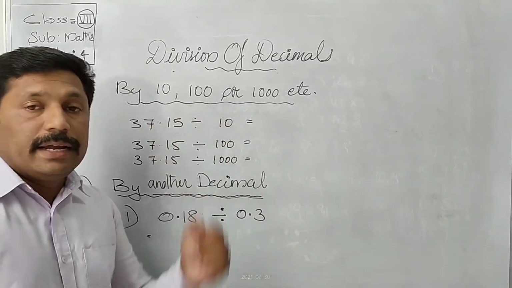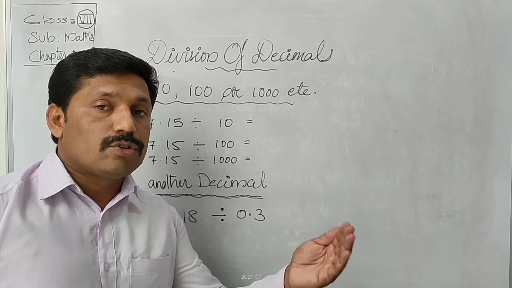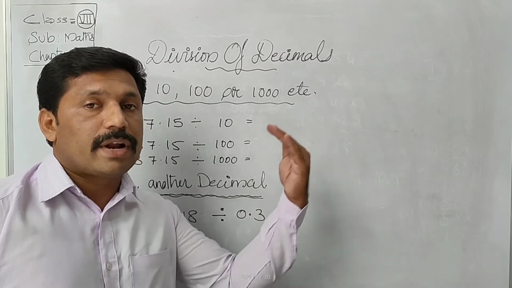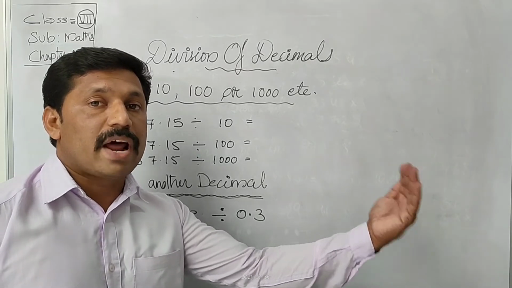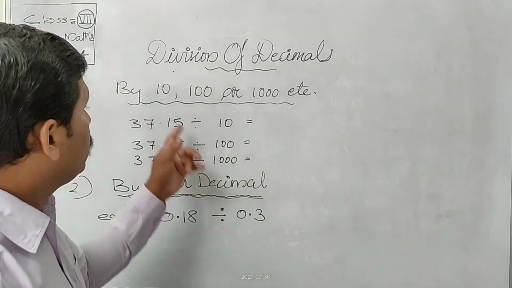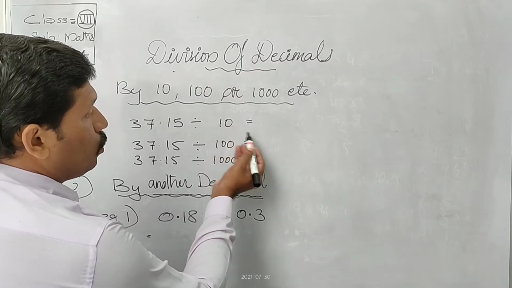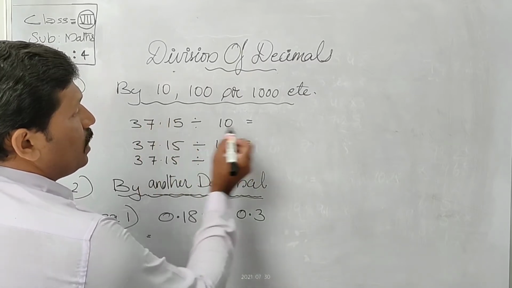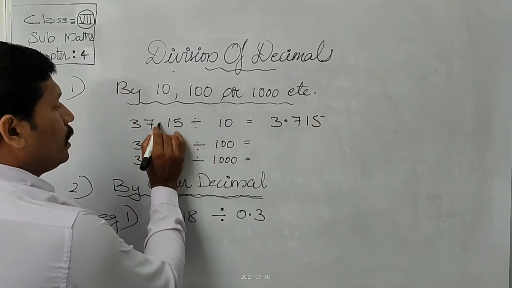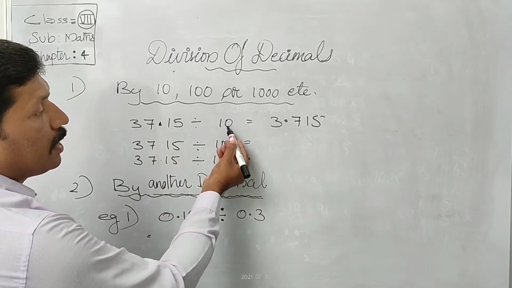In order to divide a decimal by 10, 100 or 1000, we do just the opposite of what we have done in multiplication. In multiplication, we shifted the decimal to the right side, but in division, we shift the decimal from right to left side according to the number of zeros in the divisor. You can see that here, 37.15 divided by 10. Here in 10, there is 1 zero. So we shift this decimal 1 digit to the left side. So the answer will be 3.715.